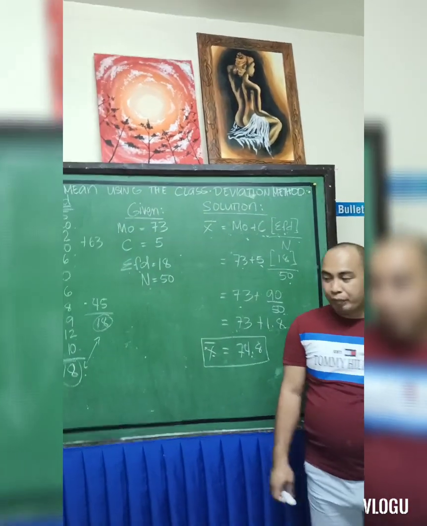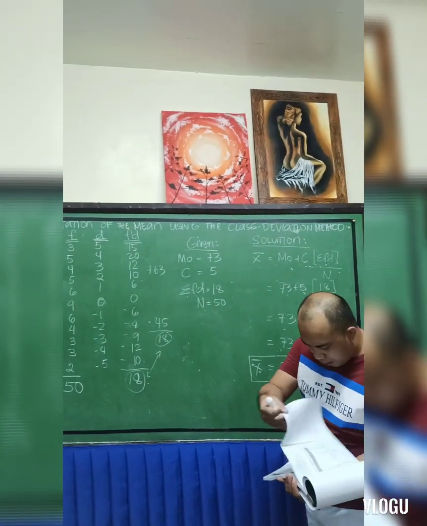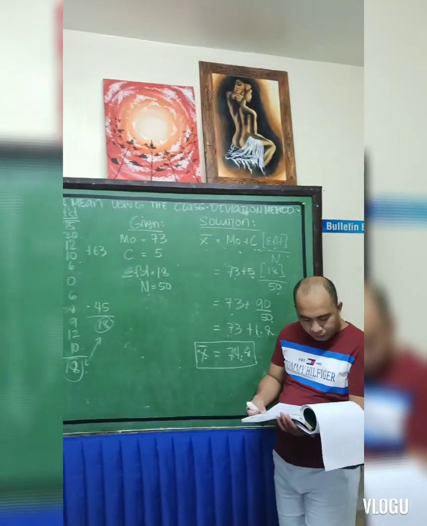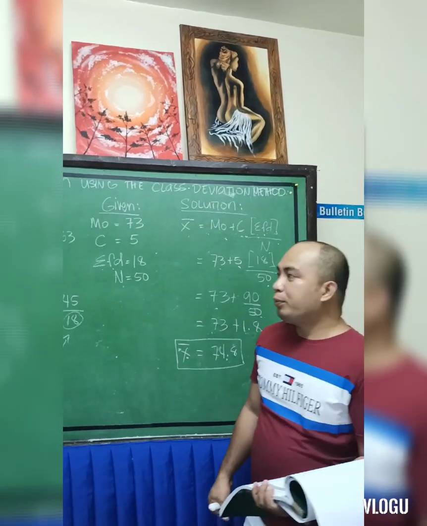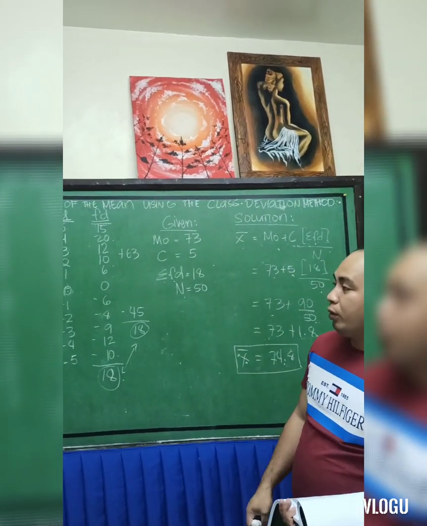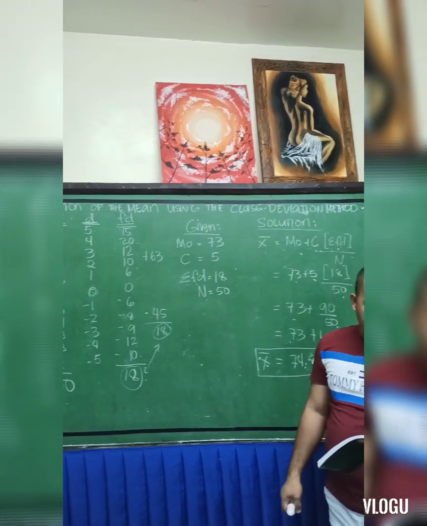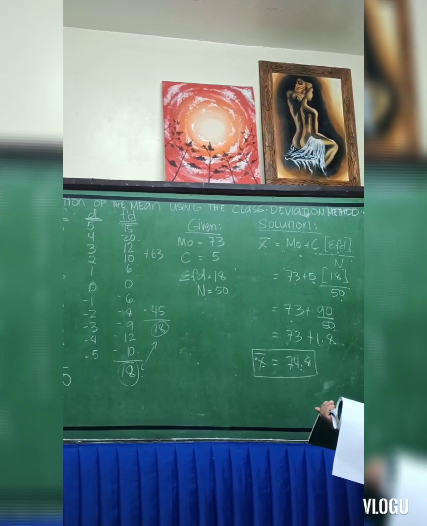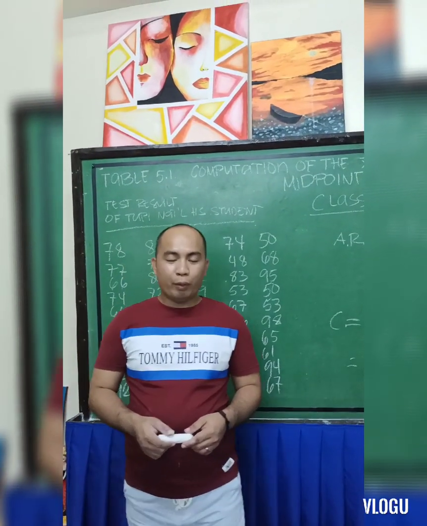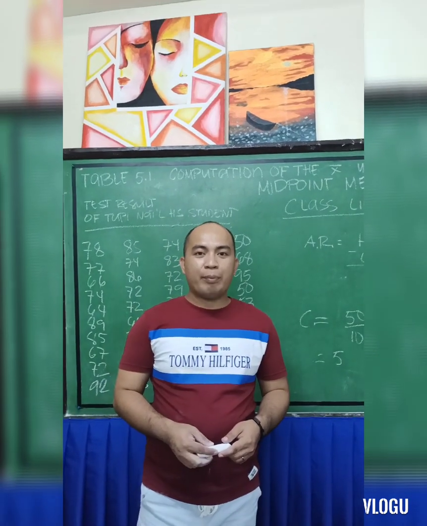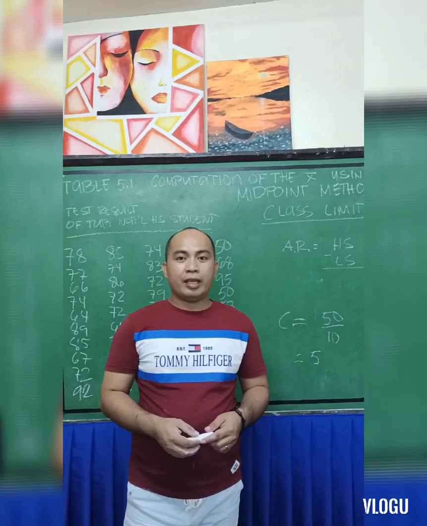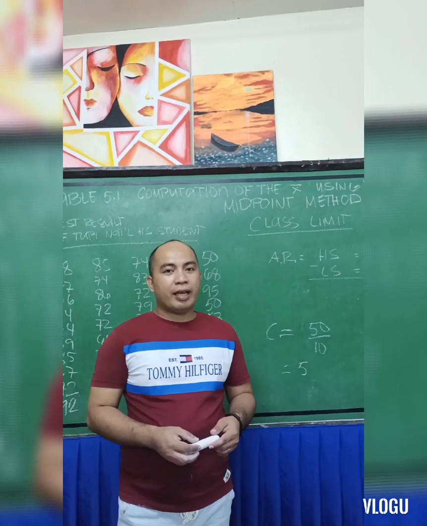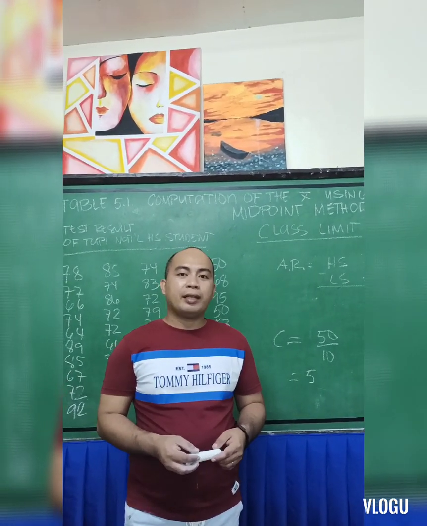So as you can see, the mean value obtained using the two methods are the same. We have the arithmetic mean of 74.8 in this method, and in the other method we also have 74.8. To understand it well, we have another example using the two methods in getting the mean from grouped data.